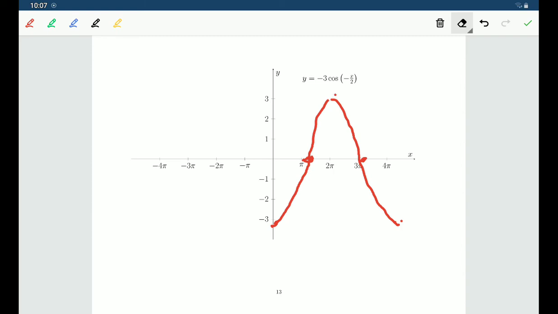So now we know that for the next part of the graph, the other cycle, it's just going to repeat the same shape. From the y-intercept of negative 3, we'll go up to 0, then up to 3, then down to 0, then down to negative 3.